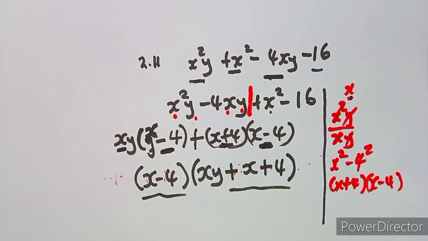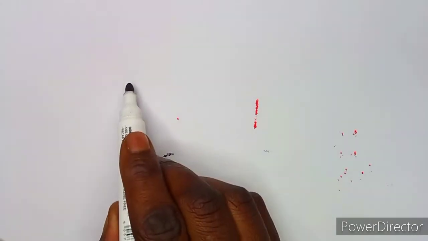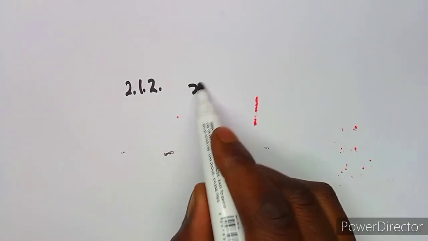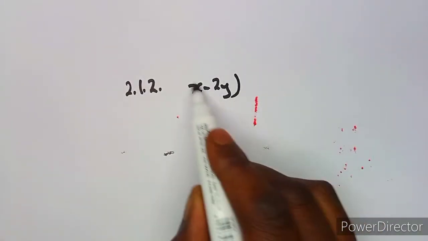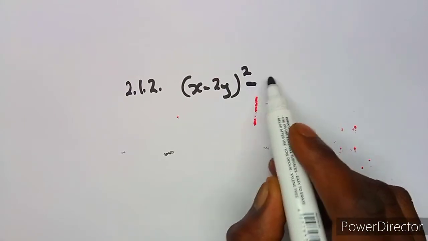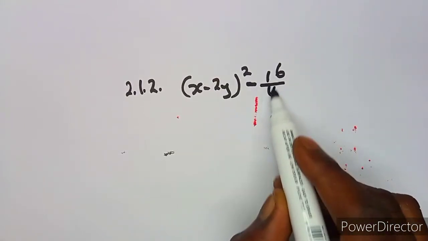Those terms were common, but in this case we do not have such a condition, so we are just going to leave it like that. All right, so let's see another part that we are going to have, which was on 2.12. So this is 2.12. Another term was x minus 2y squared minus 16 over 49.